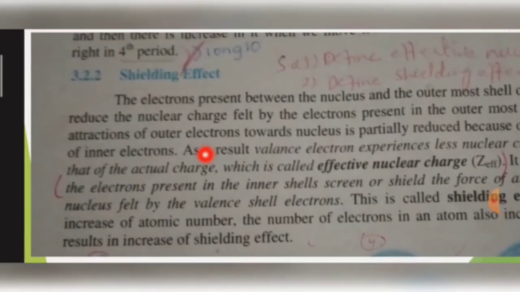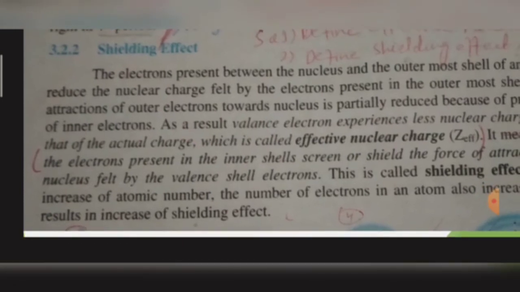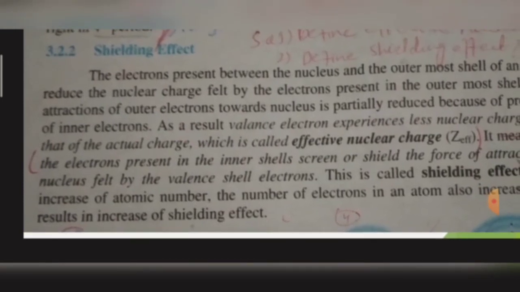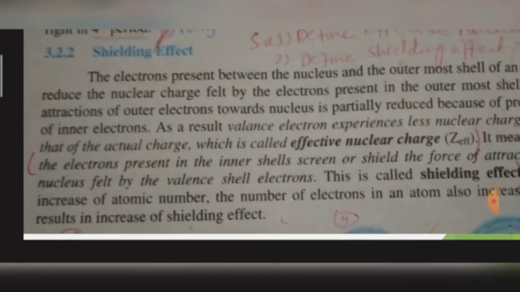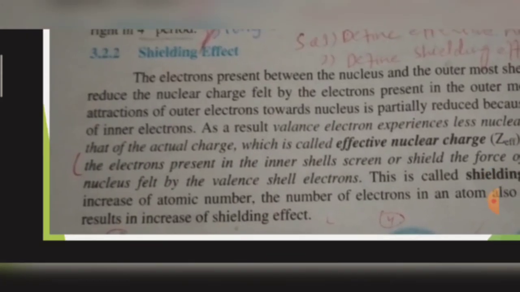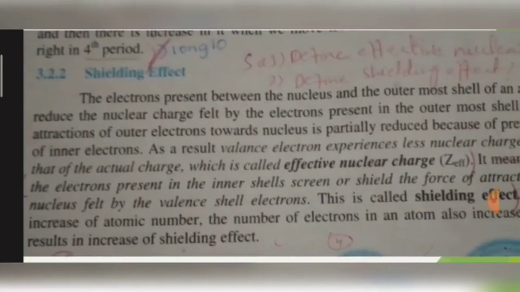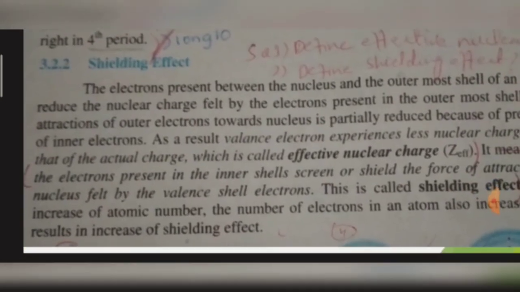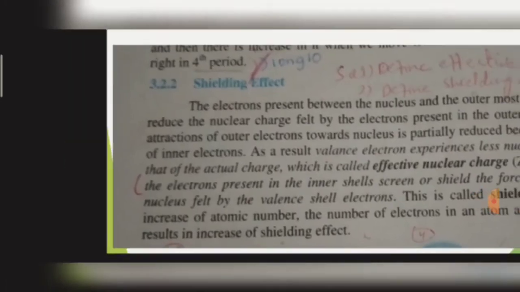That's why this reduced nuclear charge felt by the outer electrons due to the presence of inner electrons is called effective nuclear charge, and the shield which the inner electrons provide from the influence of the nucleus to the outer shell electrons is called the shielding effect. It means the electrons present in the inner shells screen or shield the force of attraction felt by the valence shell electrons. This is called the shielding effect, and it depends upon the number of electrons.